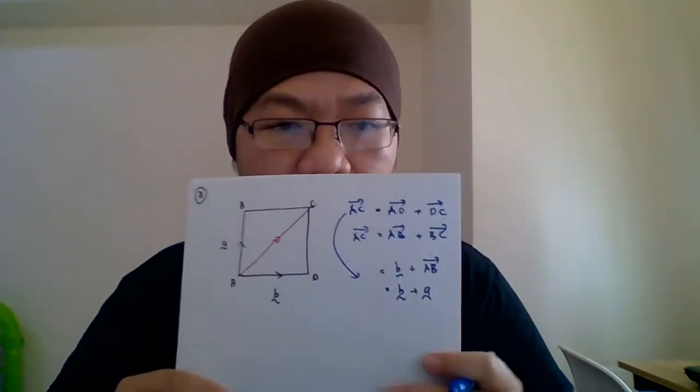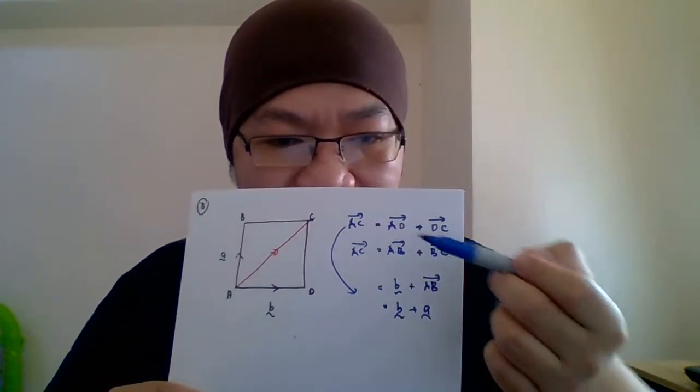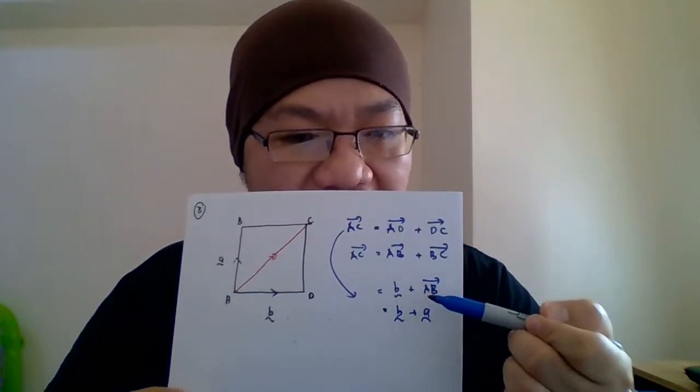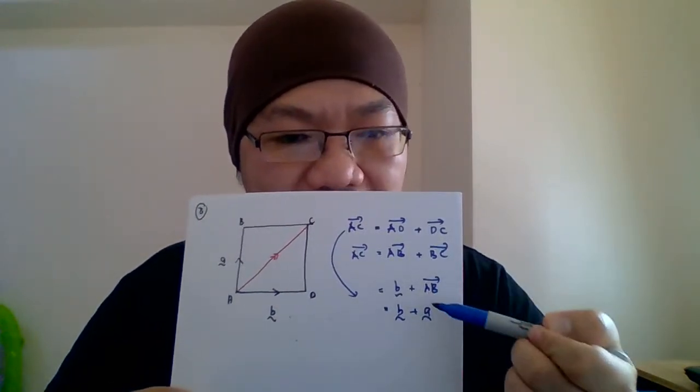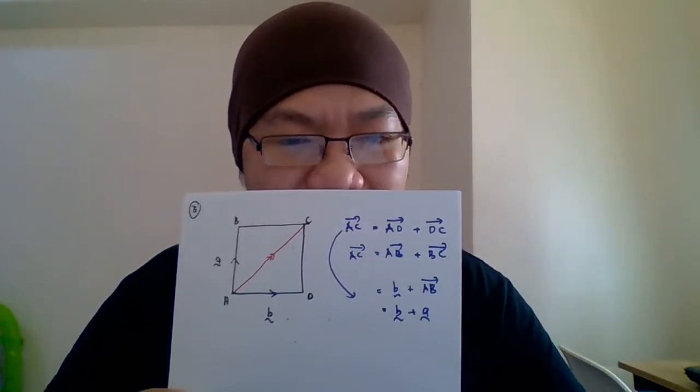Okay, so don't worry. Even though we don't have the value of DC, DC is actually parallel with AB. That's why DC can be changed to AB. So the value of AB actually is the vector A. Very straightforward. Okay, how about the second one, AC?